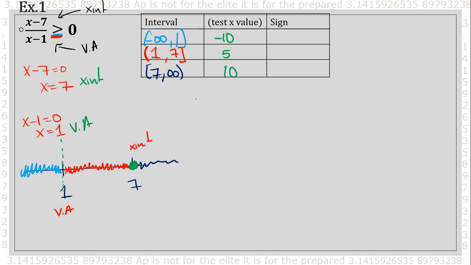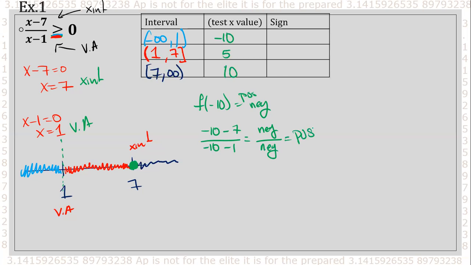All we have to do now is evaluate this. So we're going to find out f of negative 10. Is this a positive value or a negative value? So easy peasy. So I got negative 10 minus 7 divided by negative 10 minus 1. So on the numerator I got a negative, and in the denominator I got another negative. So negative divided by negative is a positive. This right here is positive.